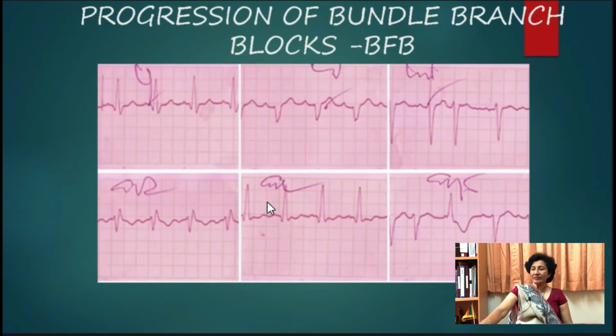Now, if you look at this slide, you can see limb leads, and what is the axis? In lead 2, there is negative polarity. In lead 1 and lead 3, there is a leave-in pattern of QRS vectors. So, there is left axis deviation. QRS complexes are broad. Now, let's analyze chest leads.